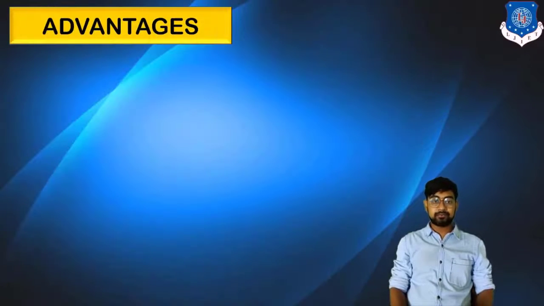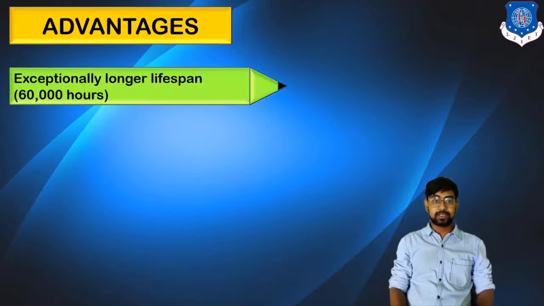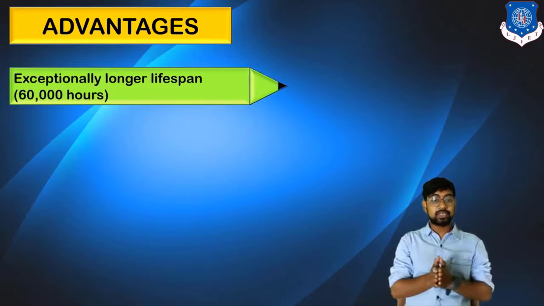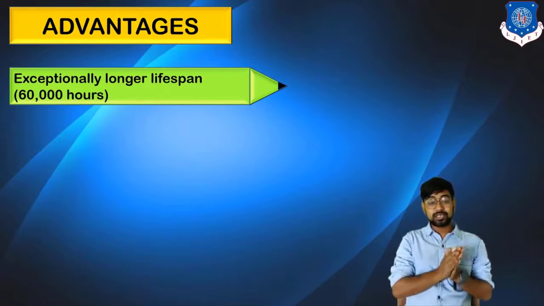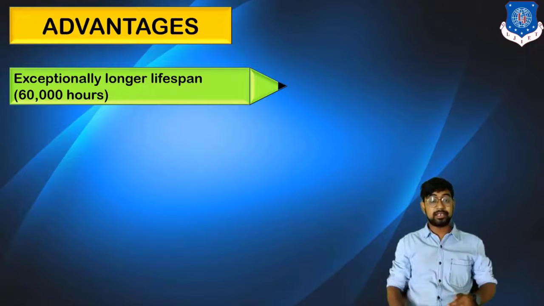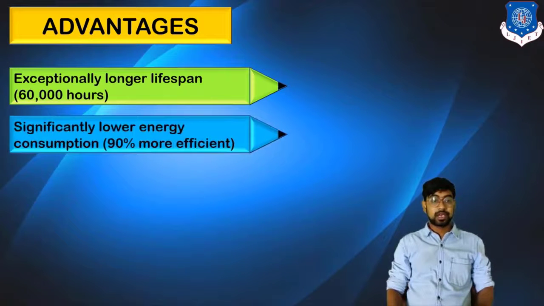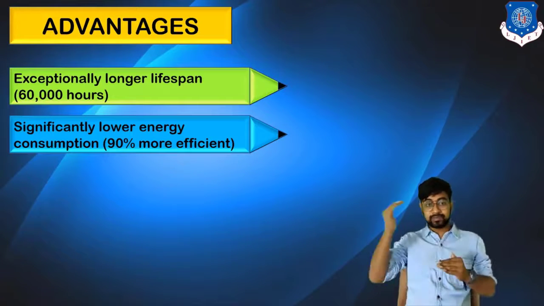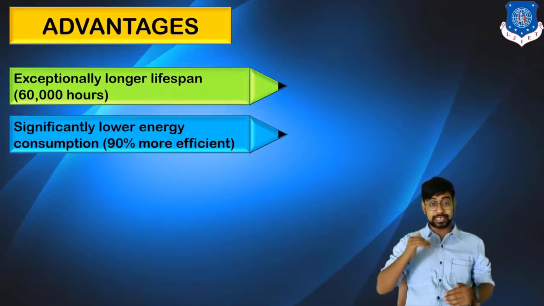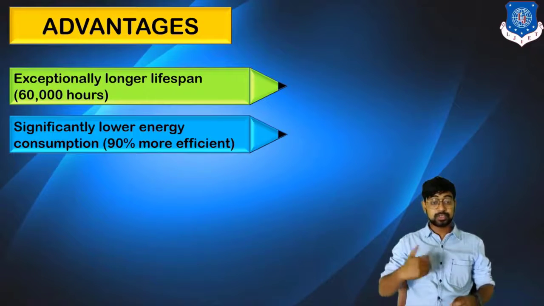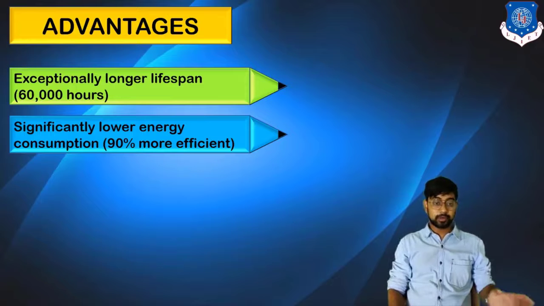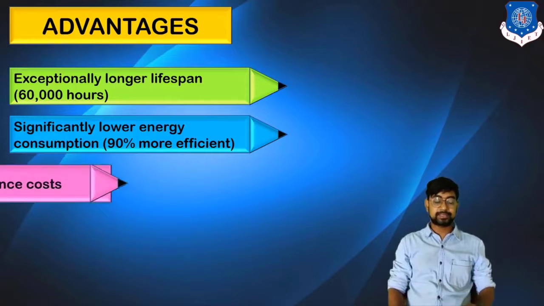After that, we are coming to the advantages of the LED. Basically, it has an exceptionally longer lifespan, almost 60,000 hours. If you compare a normal tube light with an LED light, the LED's lifespan is comparatively very high. And as the life is high, its consumption is 90% less. So it is more efficient than the conventional lights.